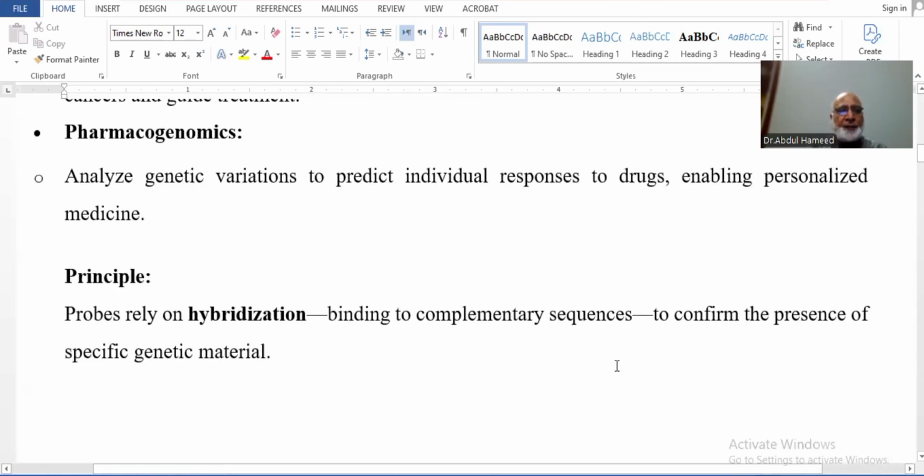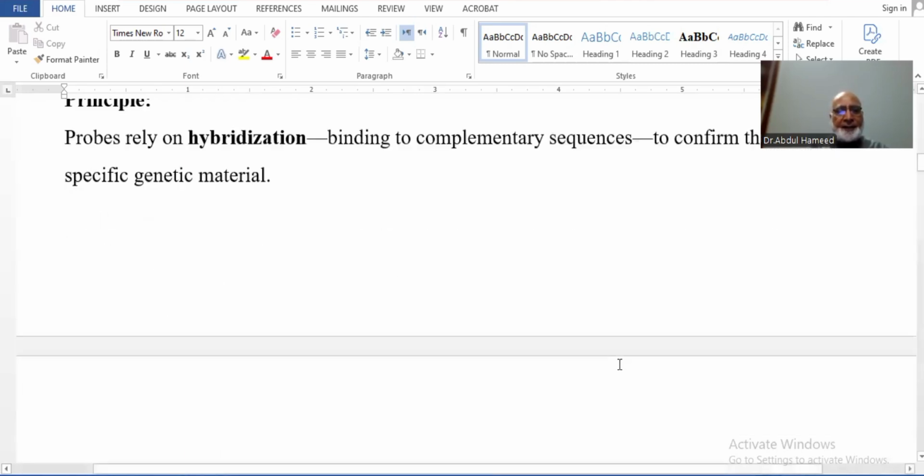So what is the principle behind this DNA RNA probing? The purpose is to help hybridization, meaning binding to complementary sequences to confirm the presence of specific genetic material. The sole purpose is to hybridize, and the rest of the benefits we get out of it depend upon this hybridization of the labeled DNA administration and the patient's DNA.